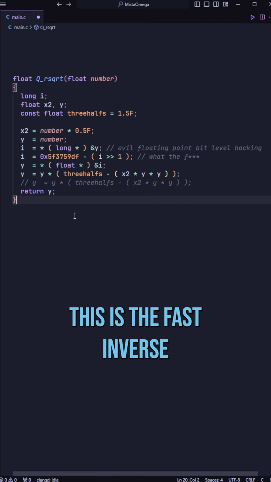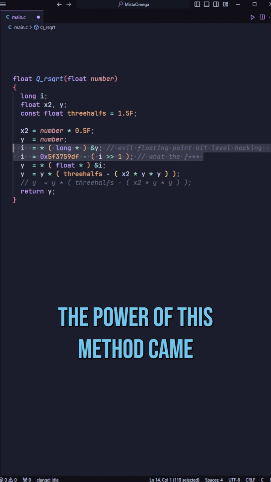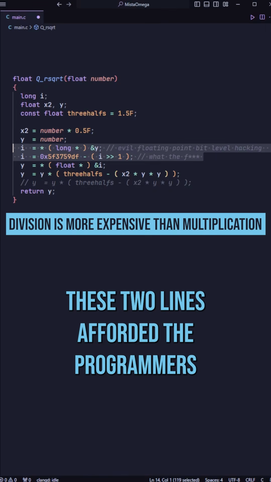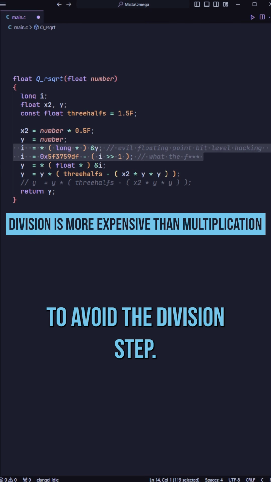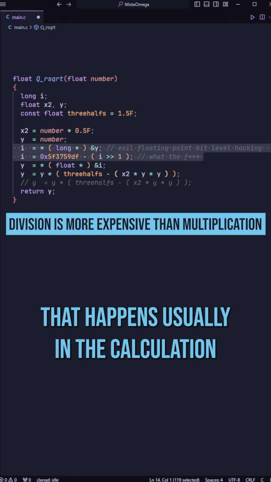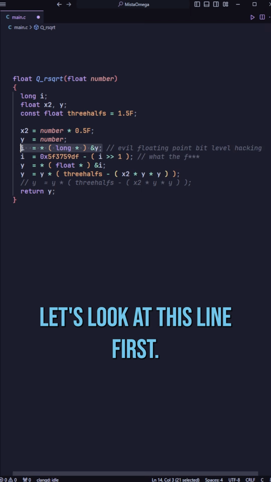This is the fast inverse square root algorithm. The power of this method came from these two lines right here. These two lines afforded the programmers to avoid the division step that usually happens in the calculation for an inverse square root. Let's look at this line first.